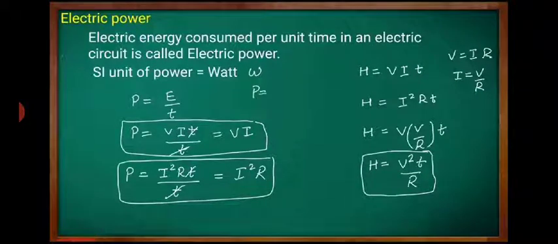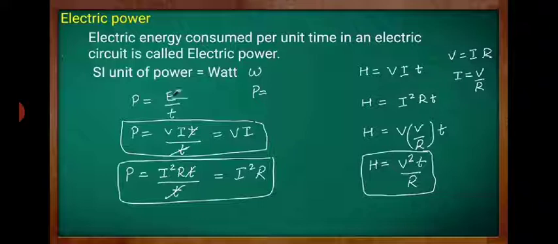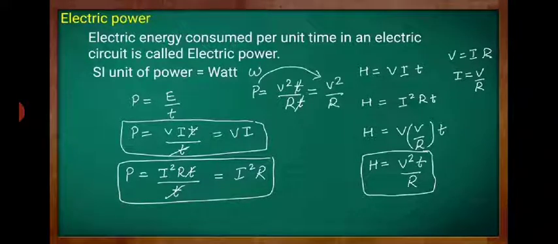And also we can write that P is equal to V square T divided by RT. Here the T is cancelled, so we get P is equal to V square divided by R. So we get the four formulas of power.